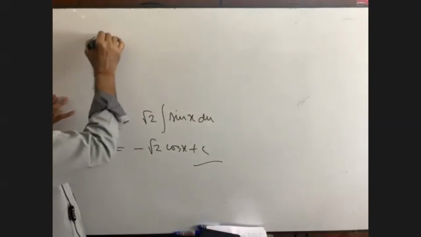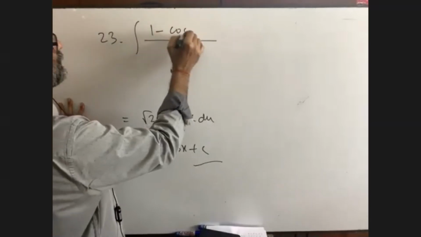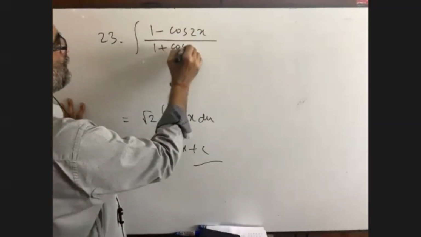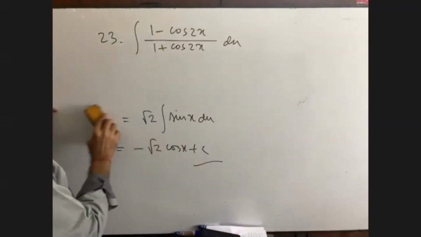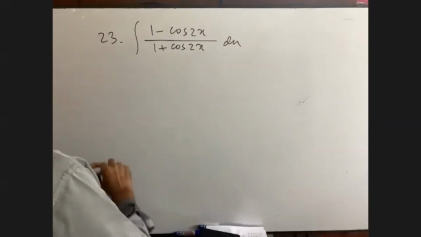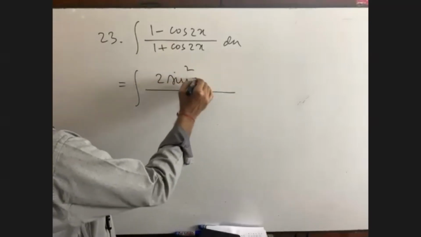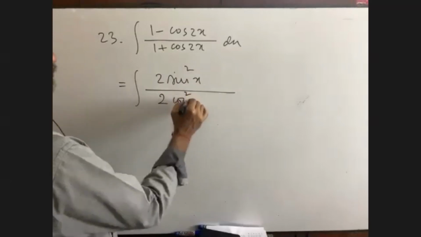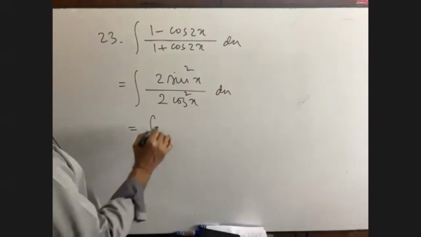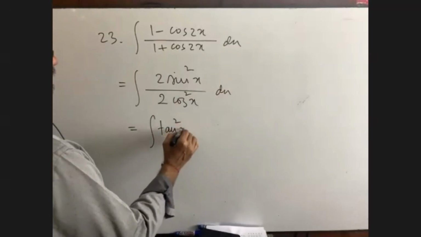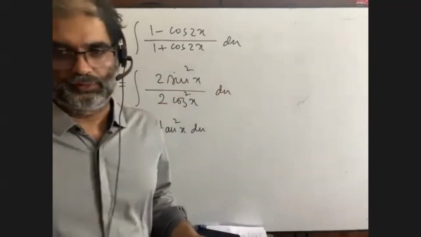Number 23, you see 1 minus cosine 2x by dx. Not so hard. What is the formula? 2 sin square x, 2 cos square x. You have to know the formula, right? So we are getting, let me know, tan square x dx. Now, my dear students, it is your turn to do this math.